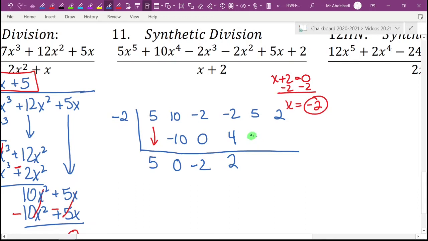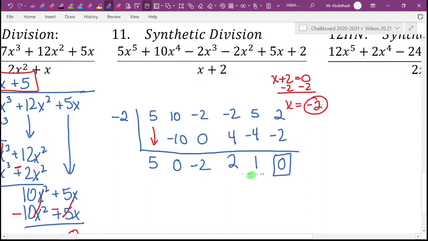-2 times +2 is -4. 5 plus -4, or 5 minus 4, is 1. -2 times +1 is -2, and these two add together give you 0. So you have a 0 remainder, which means that this is a factor of this thing up here.